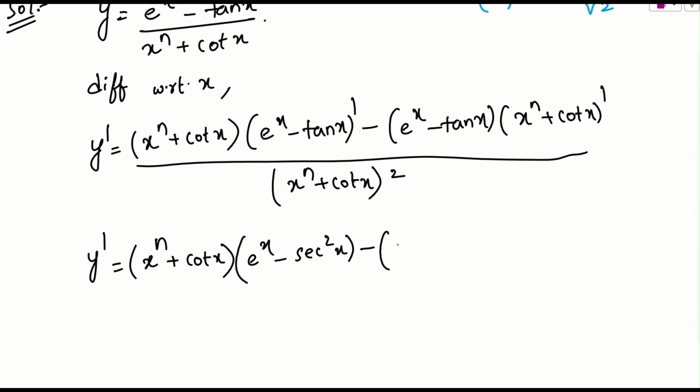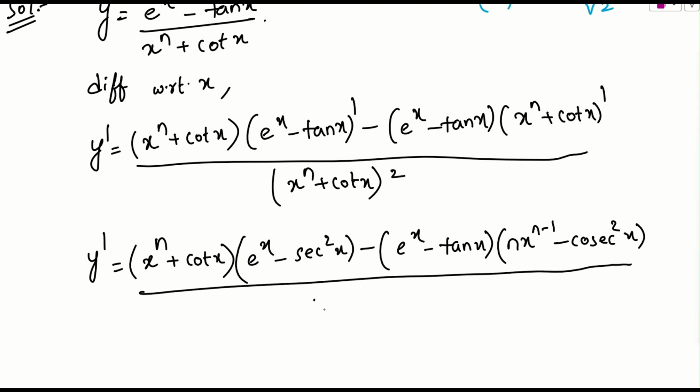Now let us move on. This will be e^x as it is, minus tan x into, what is the x^n derivative? n x^(n-1). This is the definition. Is it okay? And we already know what is the cot x derivative: minus cosec² x, divided by, what is the denominator here? The denominator will be (x^n + cot x) the whole square. Is it okay? I think so, no doubts in this, right?